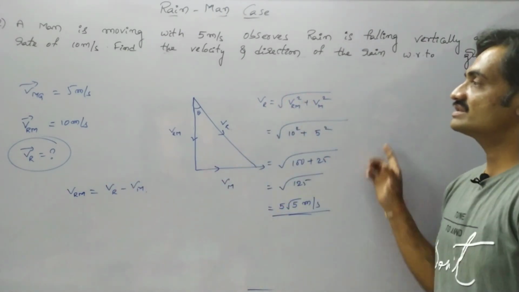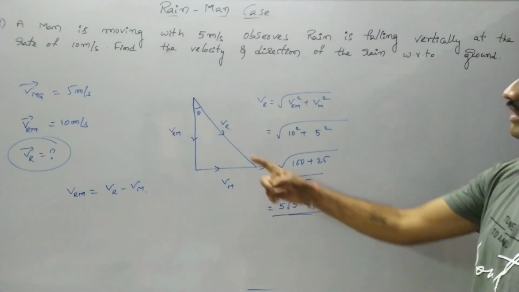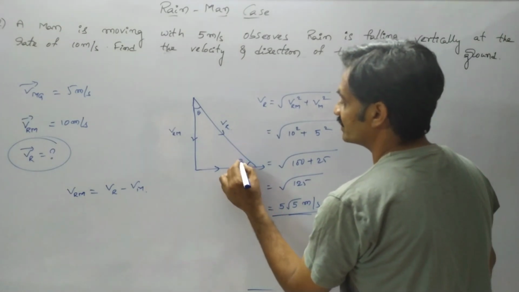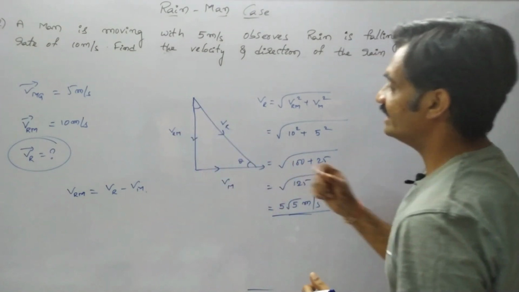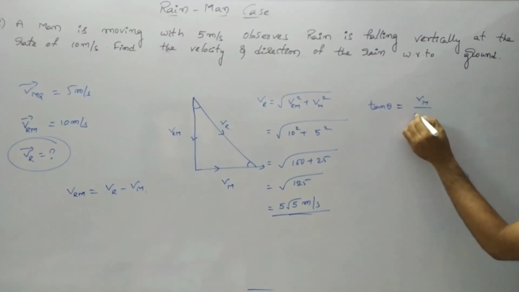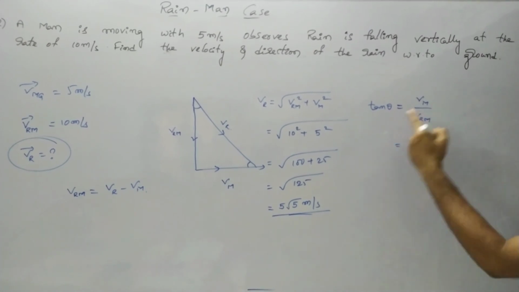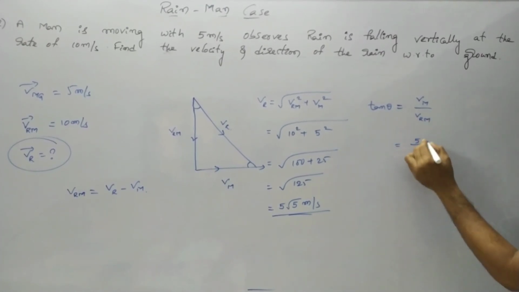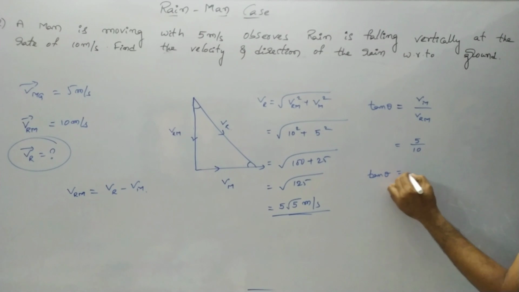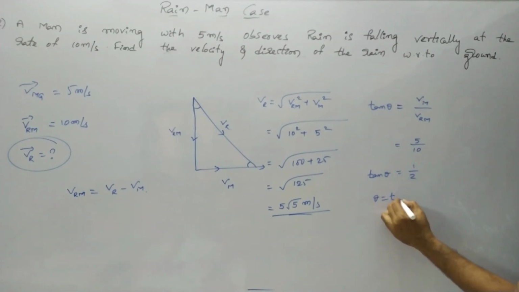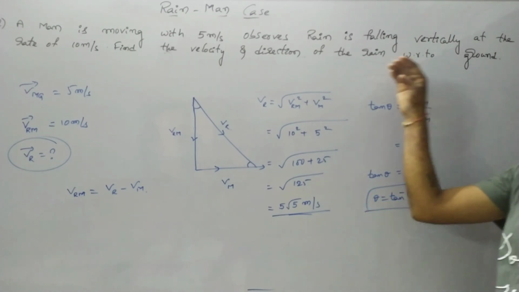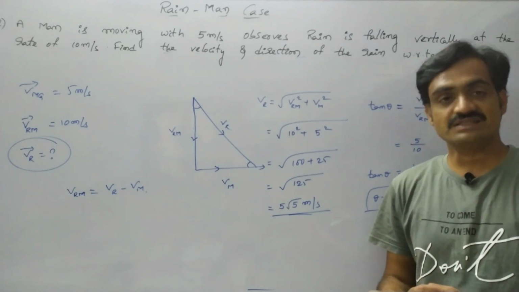Now we have represented the velocity of the rain, and we have to represent the direction of the velocity of the rain with respect to ground. Here this represents theta, where tan theta equals the velocity of the man by the velocity of the rain with respect to man, which is 5 by 10. So tan theta equals 1 by 2, and theta equals tan inverse of 1 by 2. This represents the direction of the rain with respect to ground. Take a screenshot, we will continue.